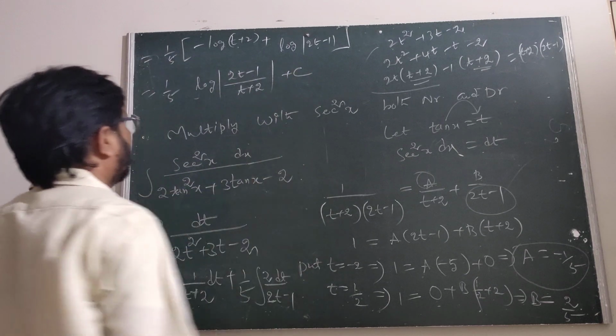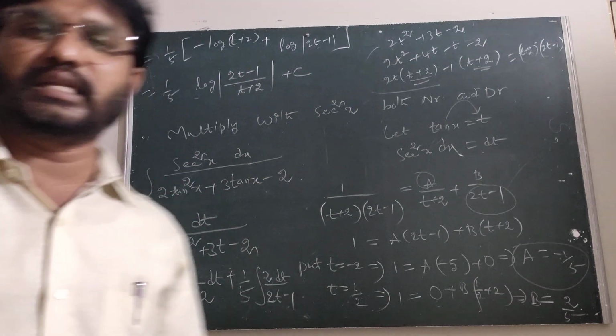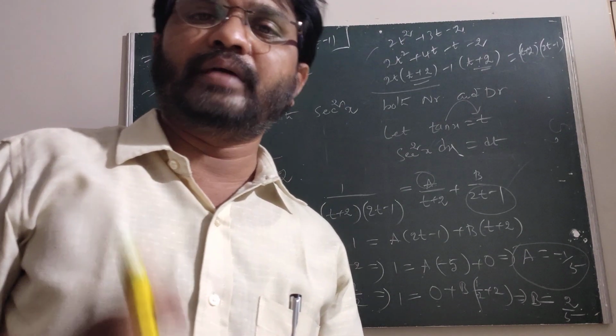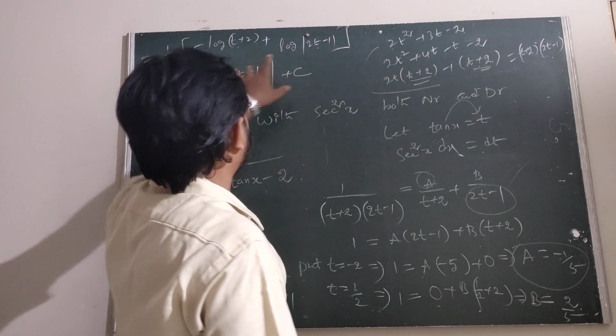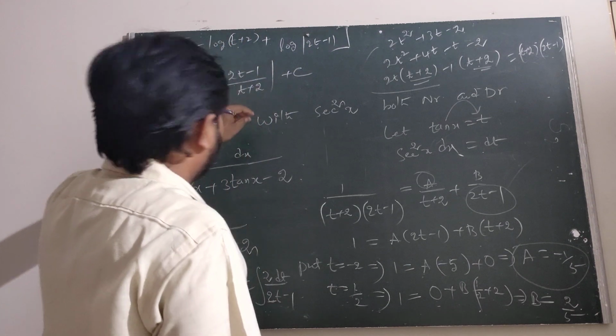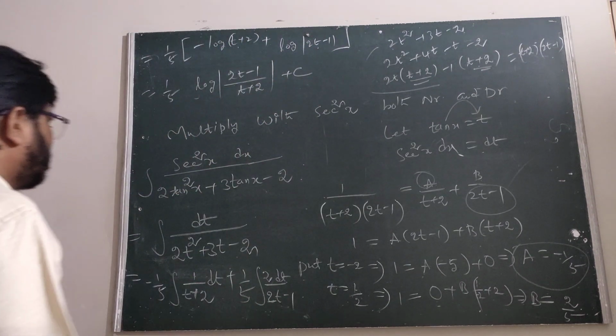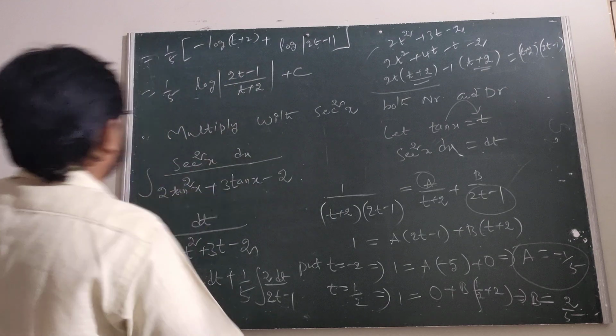Is it clear? Log a minus log b is the log of a by b, which is the log of 2t minus 1 upon t plus 2. Where t is, what is the t here? t is tan x.